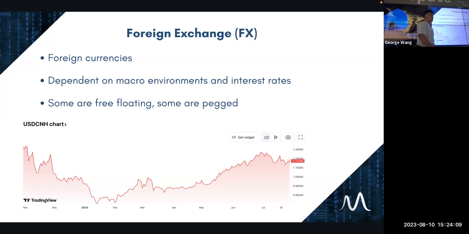Like, does anybody know why the Chinese yuan is pegged? Well, first of all, peg means that the price is going to be fixed, right? So it doesn't really react as much to supply and demand. But what's one reason that it's pegged? Okay, that's correct, but I don't think that's the main reason. Like, why do you think China might want to peg its currency?